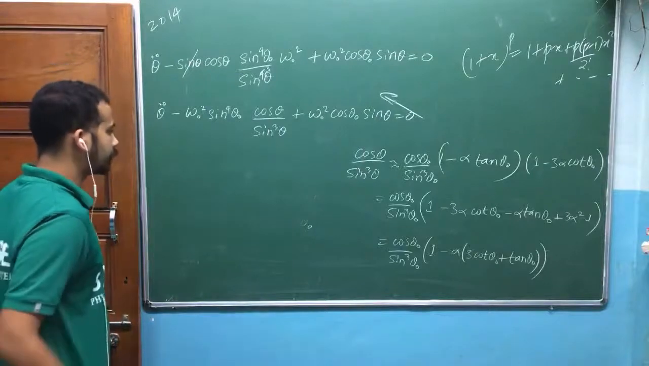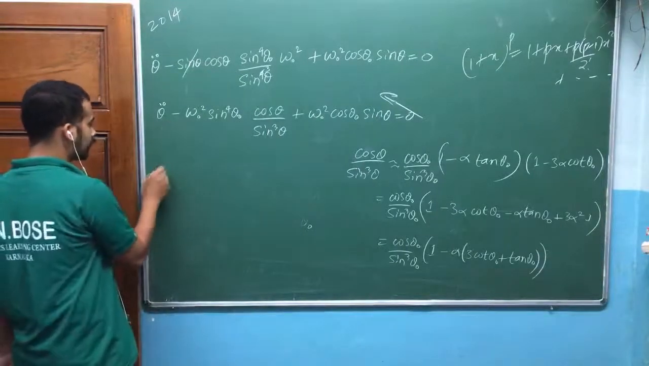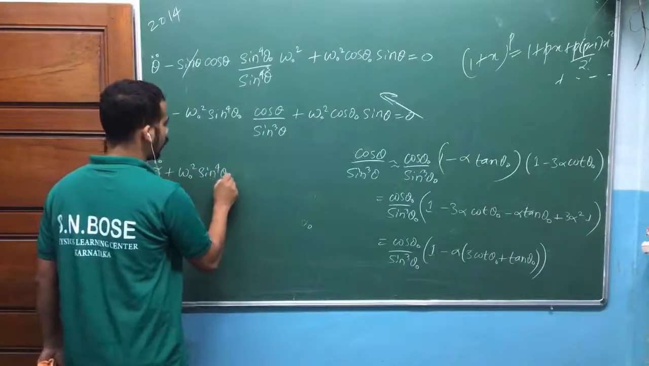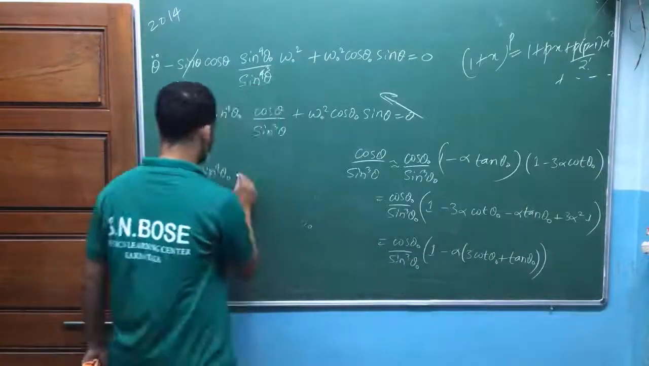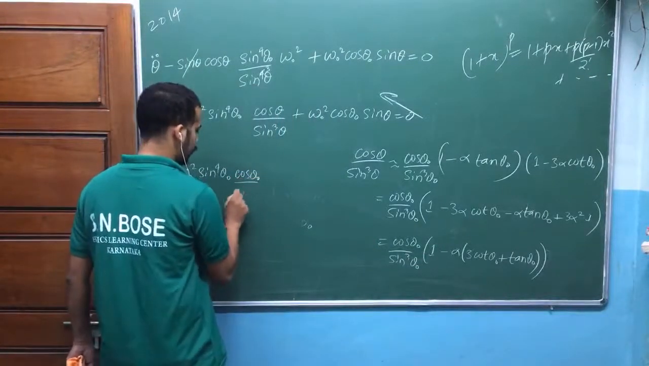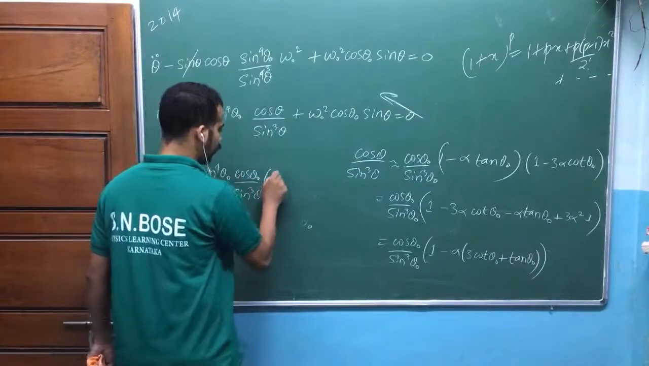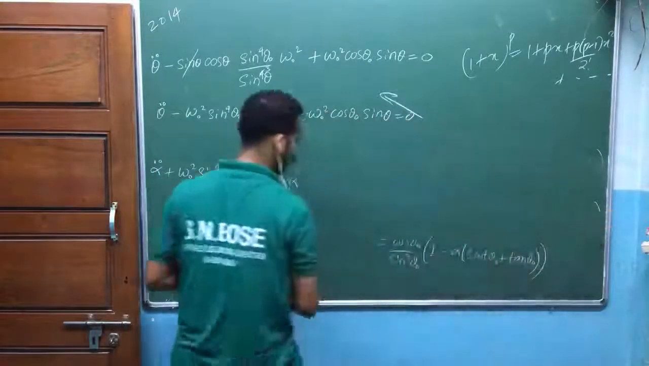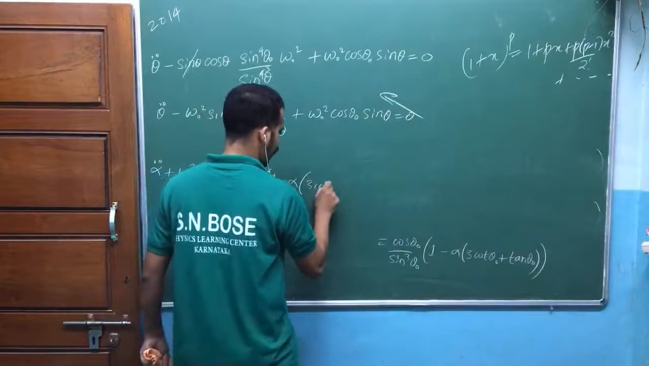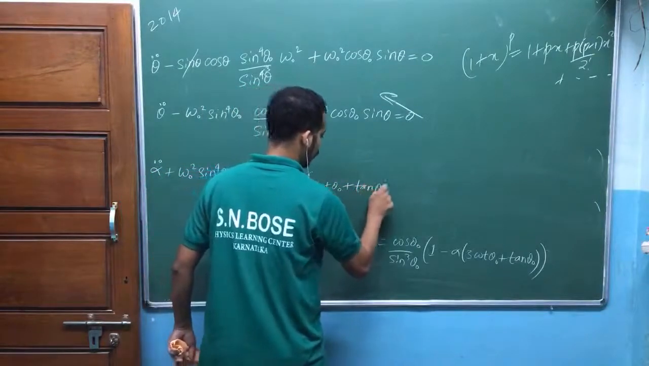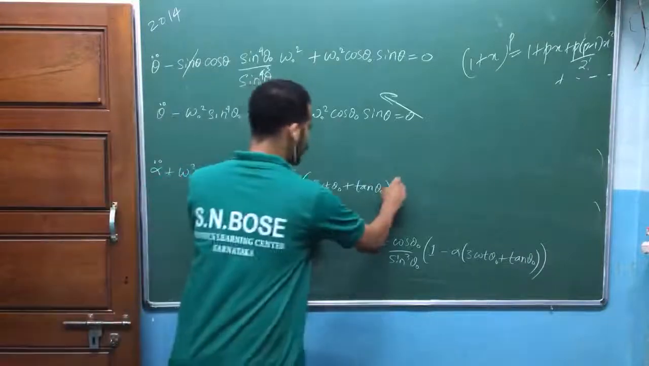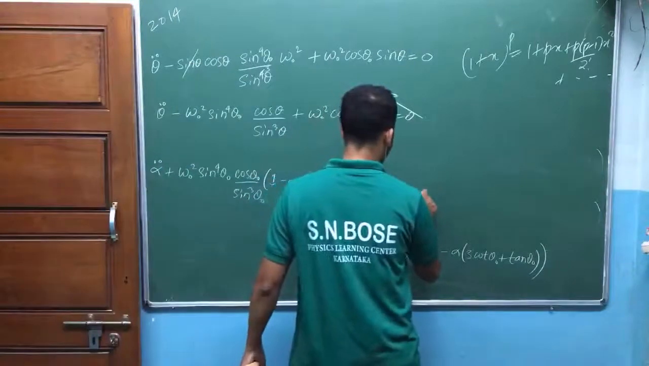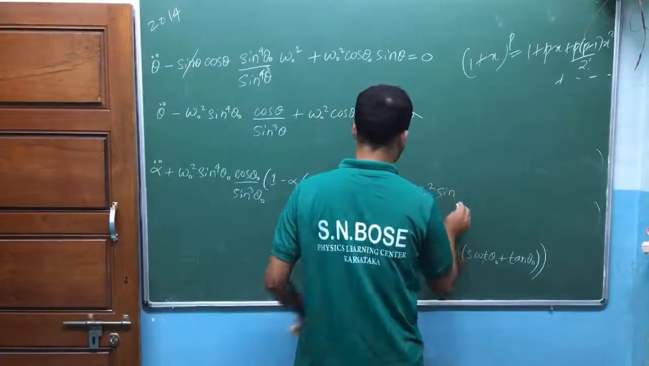Is that okay? Now let me try to substitute this one. Theta double dot, what I can write is alpha double dot plus omega naught square sine raised to 4 theta naught, cos theta by sine cube theta. I can write it as cos theta naught divided by sine cube theta naught into 1 minus alpha into 3 cot theta naught plus tan theta naught. So that is this part, plus omega naught square sine cos theta naught.